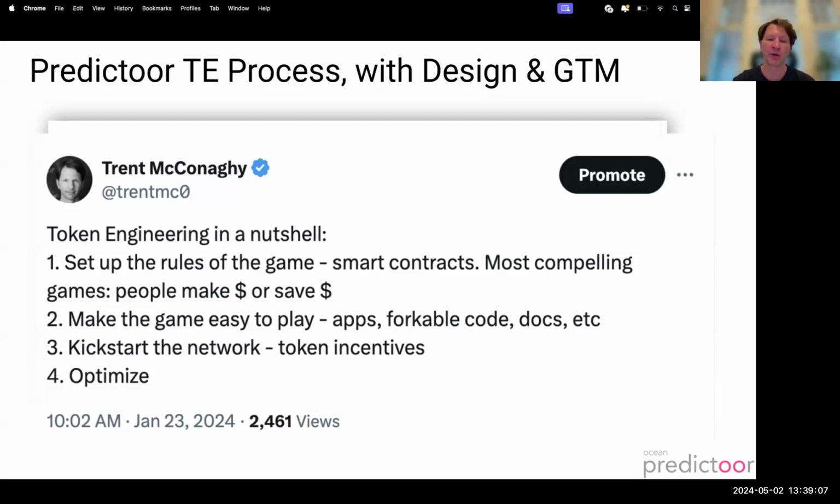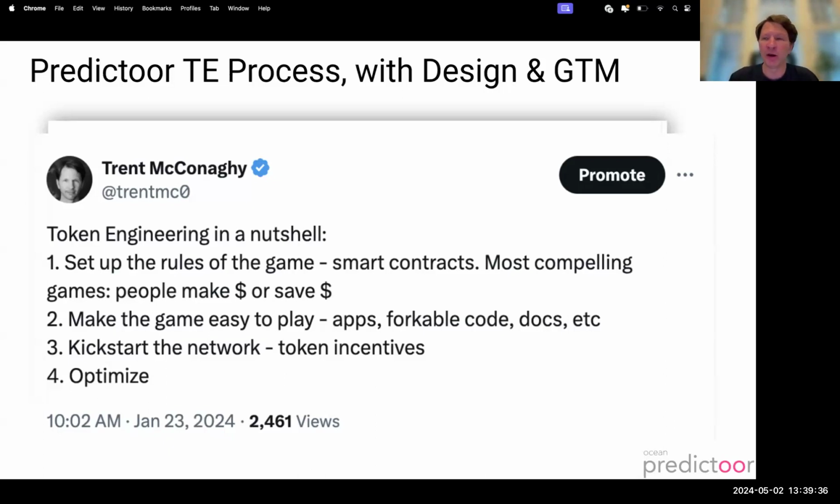Then kickstart the network, right, with token incentives. So often, we are in blockchain land. Often you have the risk of an empty network problem, right? You've got maybe a two-sided platform where you've got people supplying predictions and other people wanting to buy their predictions. Well, you've got a chicken and egg problem. How do you kickstart that, right? And so token incentives are a wonderful tool for that. So it's a subset of the overall token engineering problem. And then finally, optimize. And so this is 4 steps.